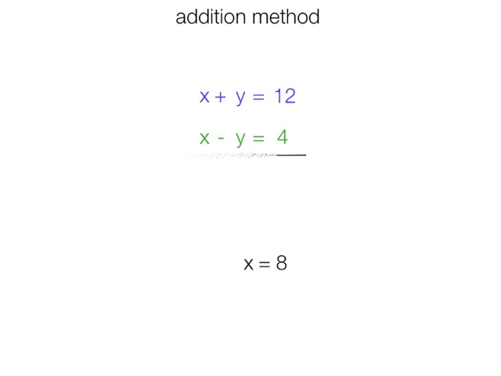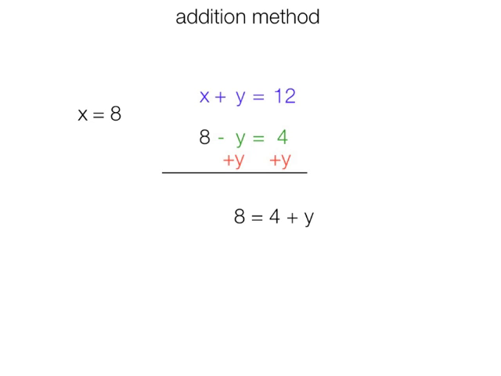Get rid of that other line. There you go. Now, x is equal to 8. We can take that and apply it to either the first equation, the blue equation, or the green equation. So I'm going to put it in the green equation, the second equation. So it becomes 8 minus y is equal to 4. I'm going to add plus y to both sides of the equation. So that y and that y cancel out. So now I have 8 is equal to 4 plus y.